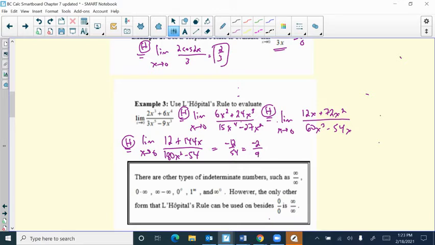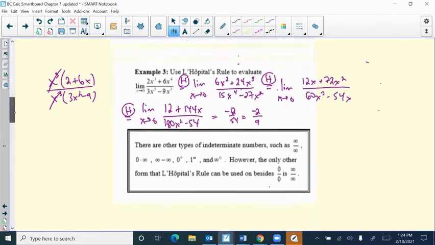Now, that might not be the most efficient way to solve this limit. If I factored x cubed out of the numerator to start with, and got 2 plus 6x, and then factored x cubed in the denominator and got 3x squared minus 9, I could have gotten that answer much quicker. So L'Hopital's rule isn't always the most efficient, but sometimes it's very useful when you have a function that can't easily be factored.